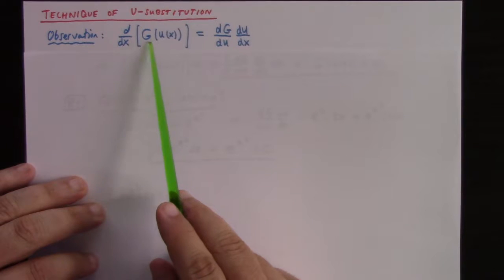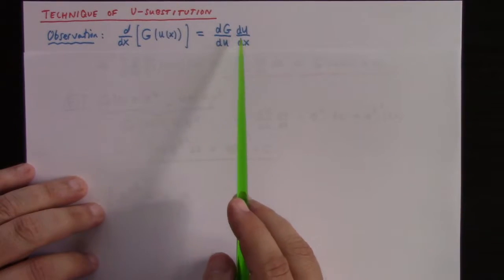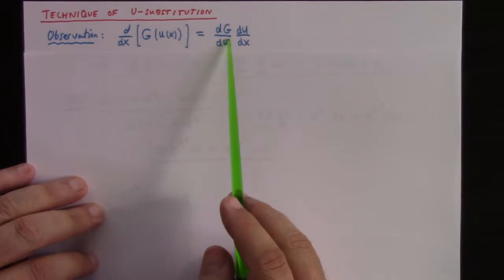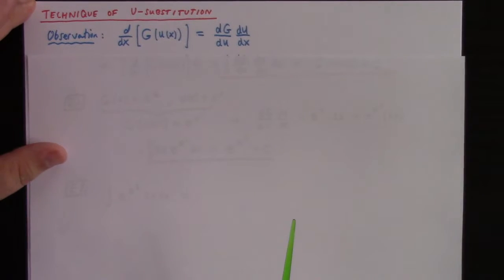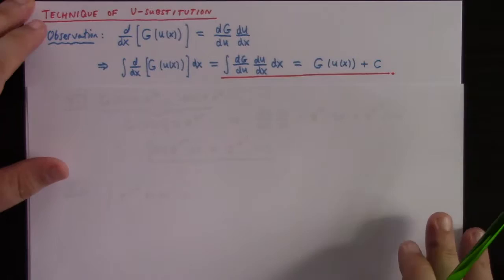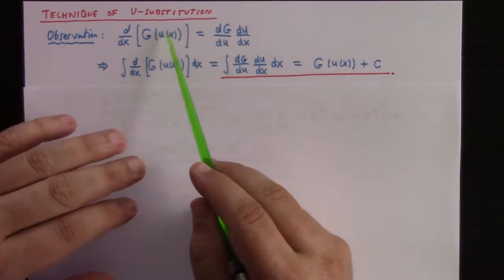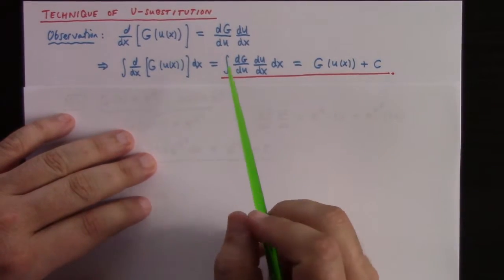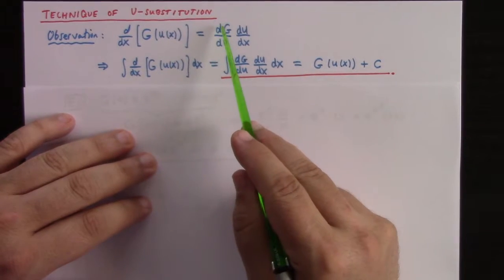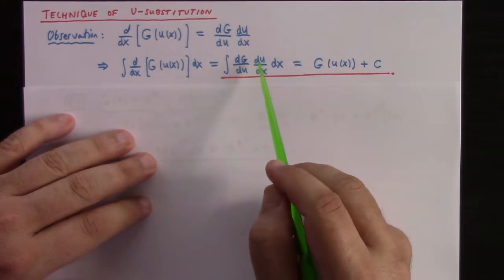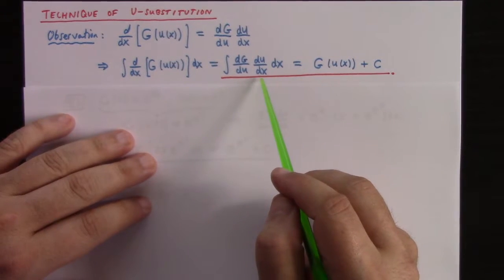The derivative of g of u of x is dg du times du dx, where dg du is understood to be evaluated at u of x, of course. So it follows then, if you integrate both sides here, the integral of the composite is equal to the integral of the product of the derivative of the outside function with respect to the inside function times the derivative of the inside function with respect to x, dx.